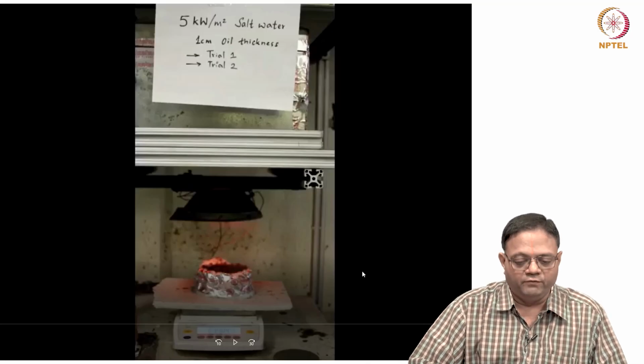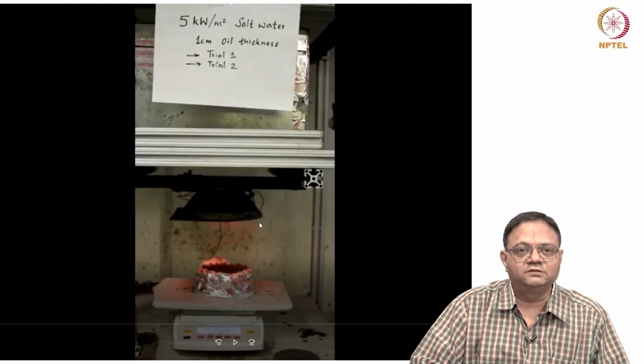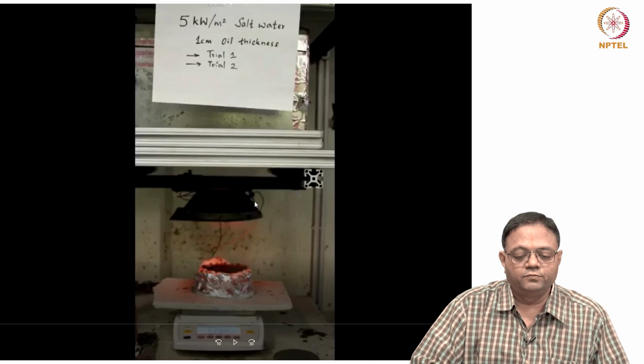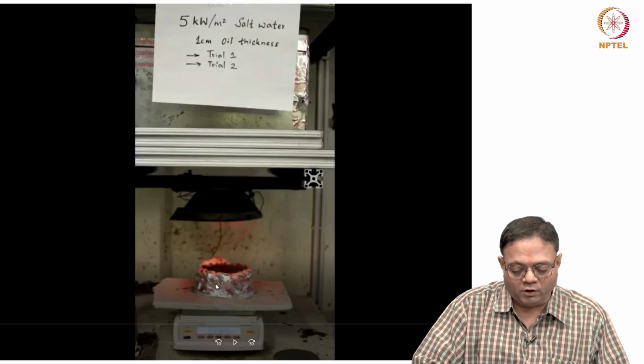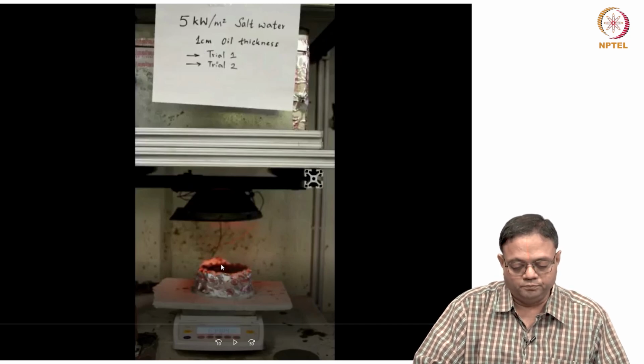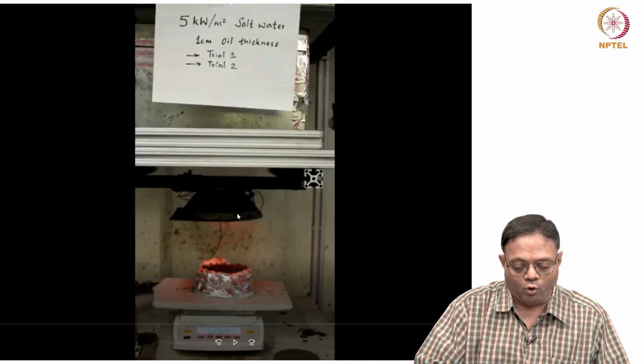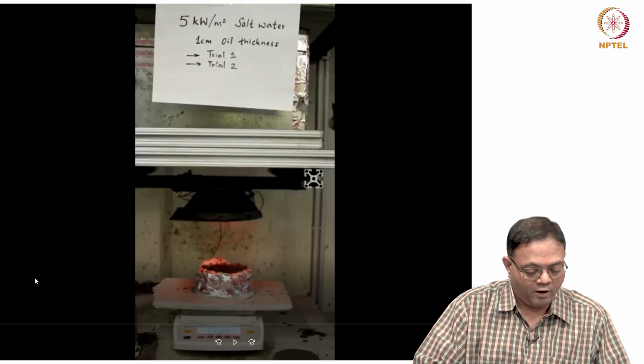Okay, so let us see a video of cone calorimeter ignition, how it occurs in one of the tests, where you have a salt water layer over which 1 centimeter of oil is put, and a heat flux of 5 kilowatt per meter square is given from the cone. I will play the video now.